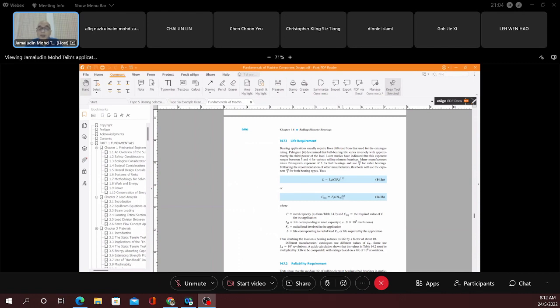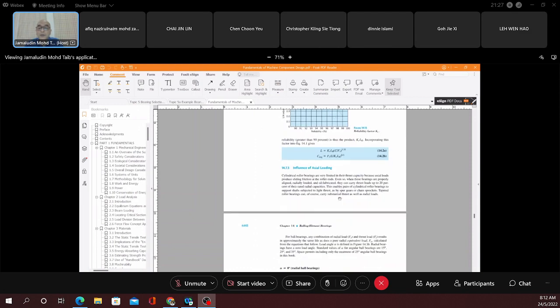All right, there are two equations here. This equation is the basic equation, except for the a value, and it is applicable for all types of bearing. In certain other books, you do not assume a equal to 10/3; you assume a is 3 or a is 10/3, depending on the catalog. This is going to be the basic equation.